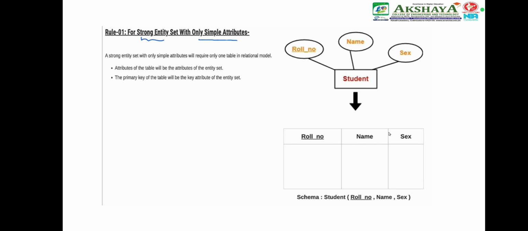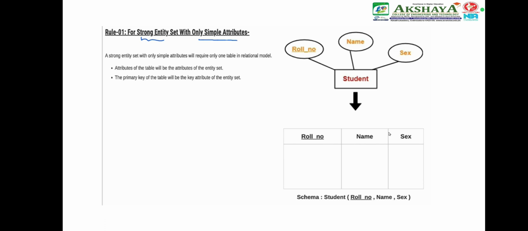The first rule is for a strong entity set with only simple attributes. A strong entity set with only simple attributes will require only one table in the relational model. The attributes of the table will be the attributes of the entity set. The primary key of the table will be the key attribute of the entity set.